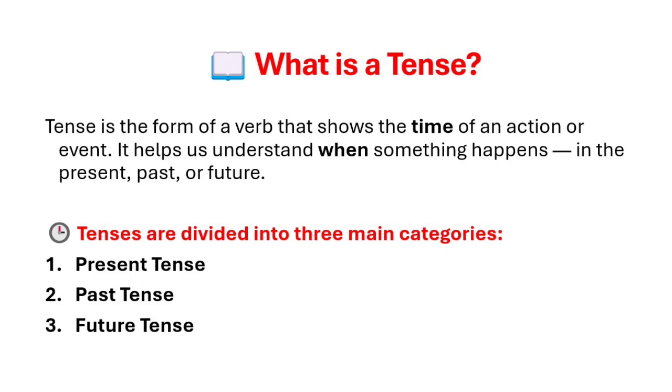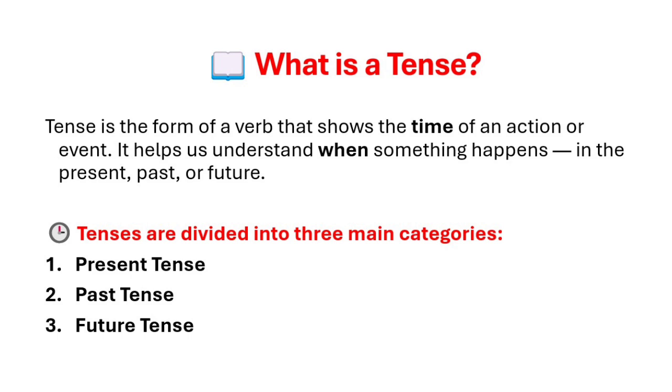So let's see what is a tense. Tense is the form of a verb that shows the time of an action or event. It helps us to understand when something happens in the present, past or future. In short, tense tells us about the time of an action, meaning when an action happens: in the present, past or future.